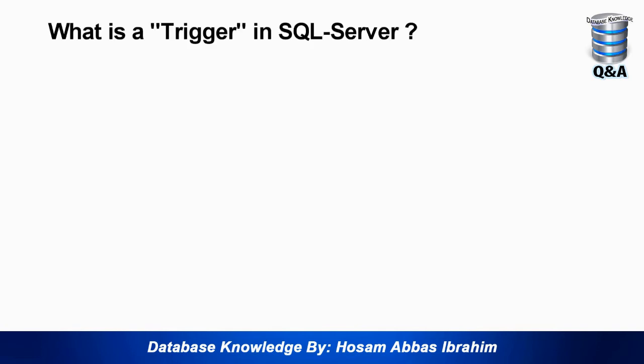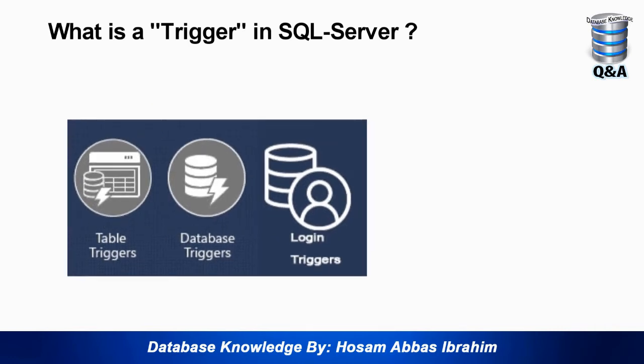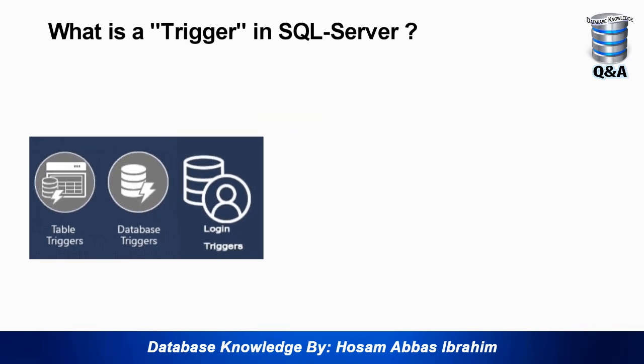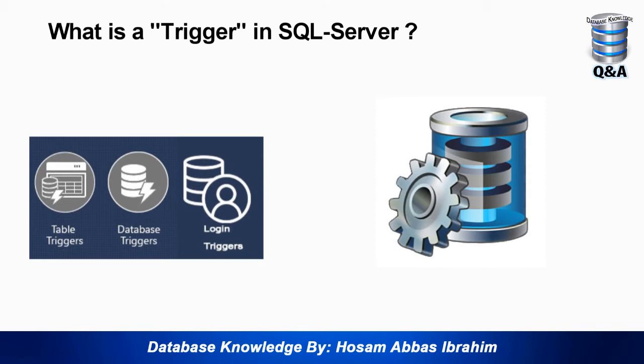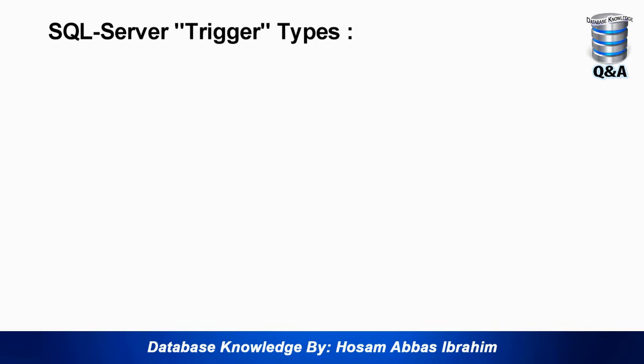In SQL Server, triggers work with the same concept. Something triggers the trigger, and therefore the trigger fires not a bullet, it fires a process. What is that something in SQL Server that triggers the trigger? There are three types of SQL Server triggers.